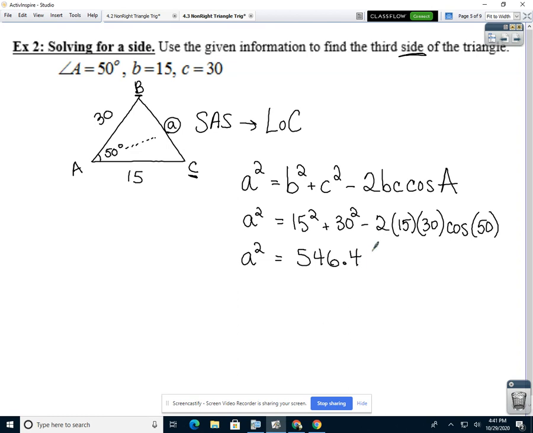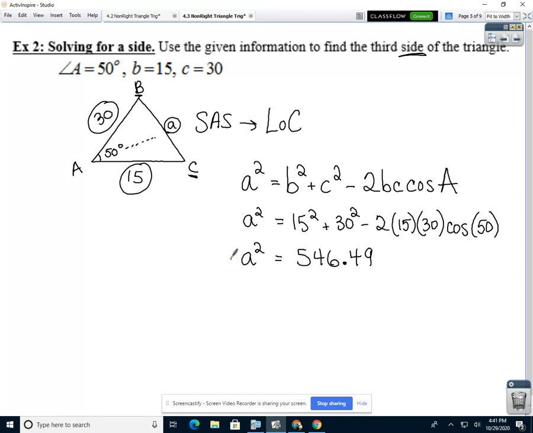546.49. Now I want you to think to yourself, are you done with this problem? If you're saying no, you would be correct. We have A squared equals 546.49. And also, if you look at the problem, our measurements are 30 and 15. It would really be impossible to have a 540 foot-long triangle and everything else is that small.